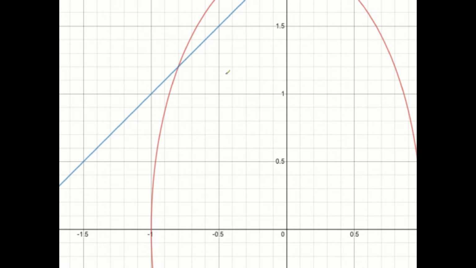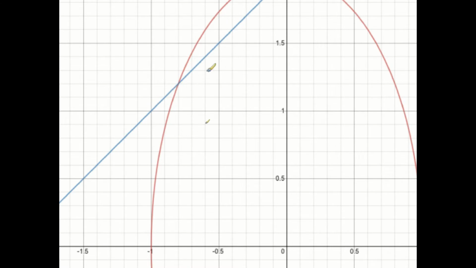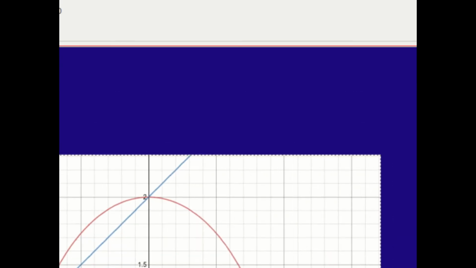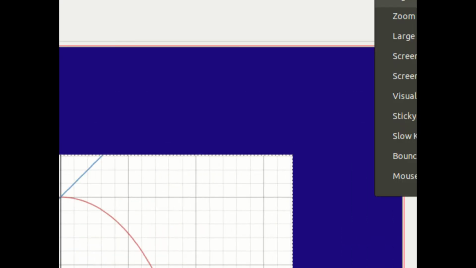And you can see right here, these are the two spots where the lines intersect. So at negative 4.5 over, about 1.25 or so, and 0.2. Those are the two places. So it looks like we got the correct answer. Now let's go back and do one more example.